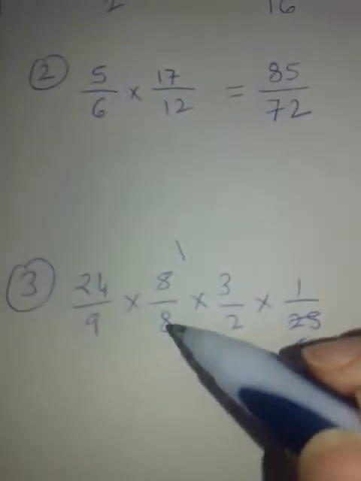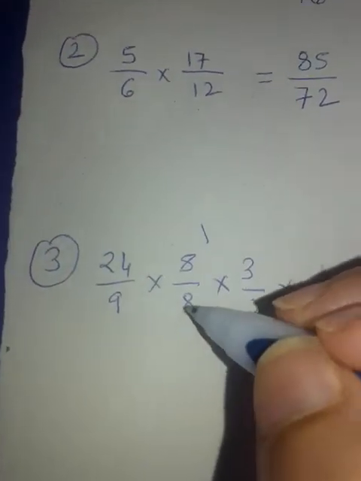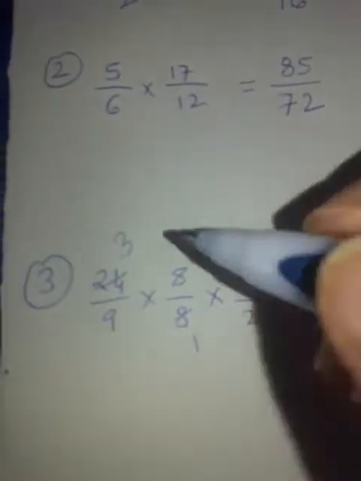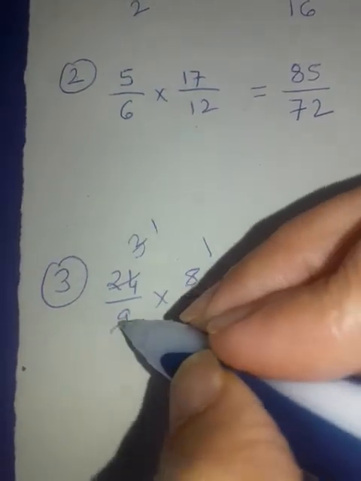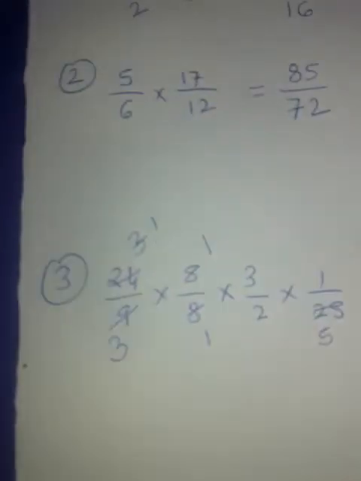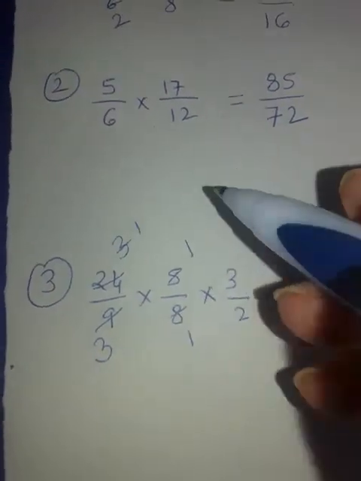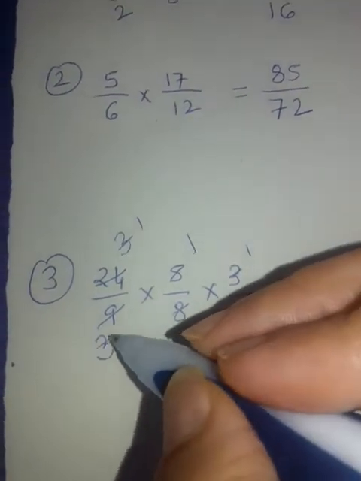Here is 8, here it's 24. 8 ones are 8, 8 threes are 24. 3 ones are 3, 3 threes are 9. This is also 3, this is also 3. 3 ones are 3, 3 ones are 3.